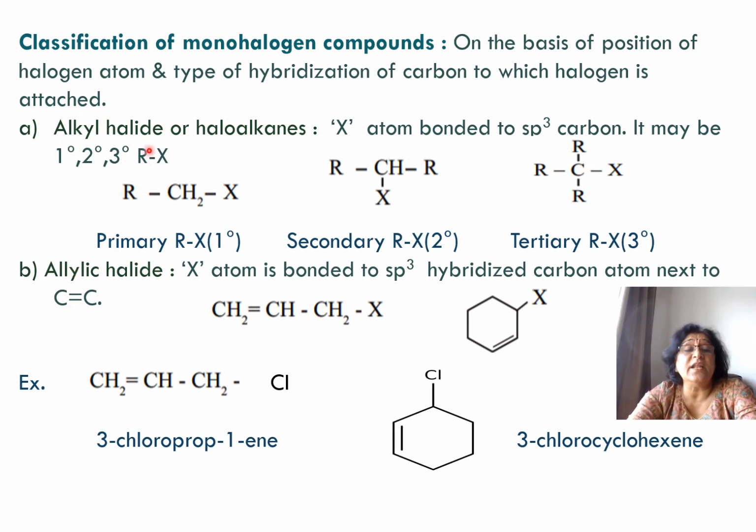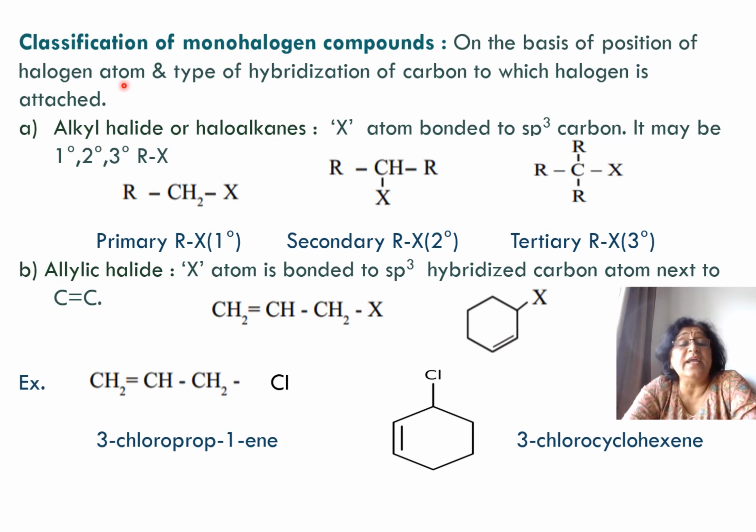So the Csp3X is further classified into three categories: alkyl halide, allylic halide, and benzylic halide. So in alkyl halide, see what happens. The halogen atom is attached to the sp3 carbon. Here you see the sp3 carbon chain and halogen is attached here. So this carbon is an sp3 hybridized carbon. So this is called alkyl halide. Examples are ethyl chloride, methyl chloride, and propyl chloride.